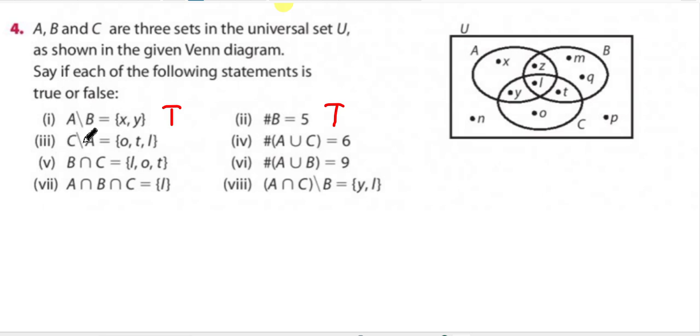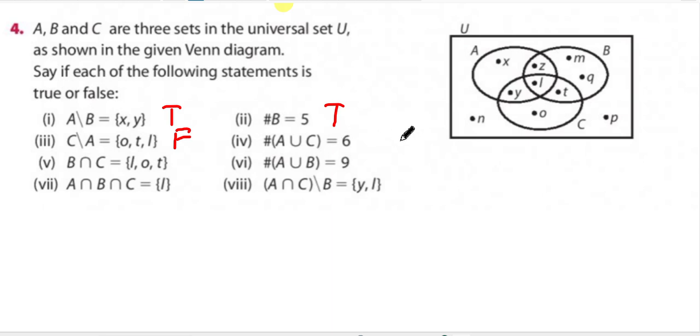Everything that's in C that's not in A is OTL. C not in A. Alright? So C not in A. It's this region here. I don't think L's in there, is it? So we're going for false.